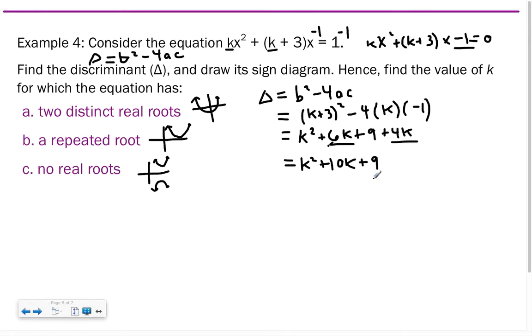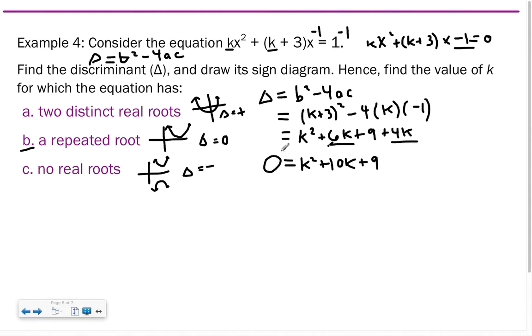So at this point, we need to find the value of k, or assign some values for k that are going to give us two distinct real roots, a repeated root, or no real roots when we graph this original equation. So the first thing that we want to do is set that discriminant equal to 0. And that's going to let us solve for values of k that would give us a repeated root. Because remember, when we talk about the discriminant, if the discriminant is equal to 0, we're going to have a repeated root. If the discriminant is a positive number, in other words greater than 0, we'll have two distinct real roots. And if the discriminant is a negative number, we're going to have no real roots.